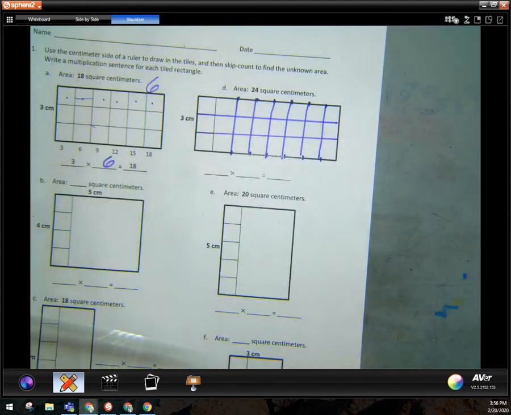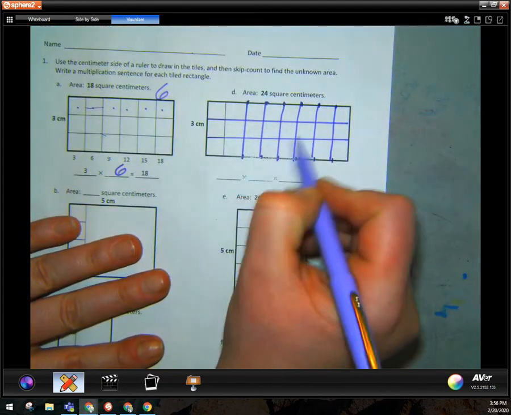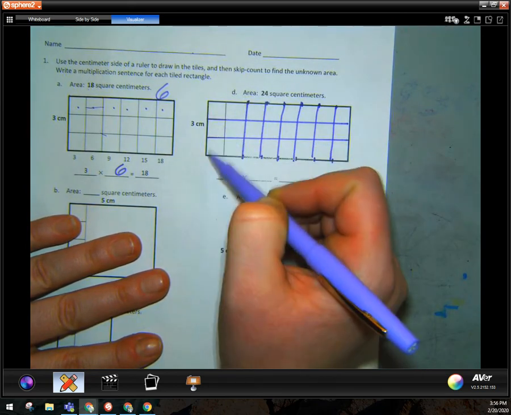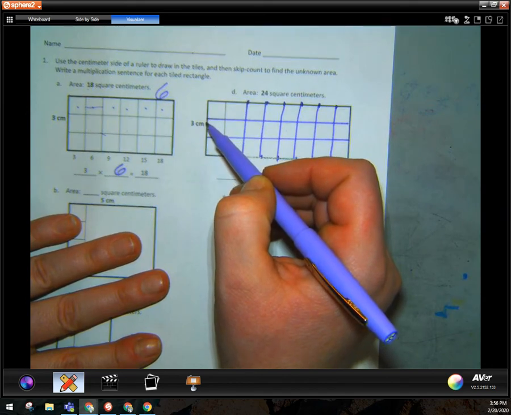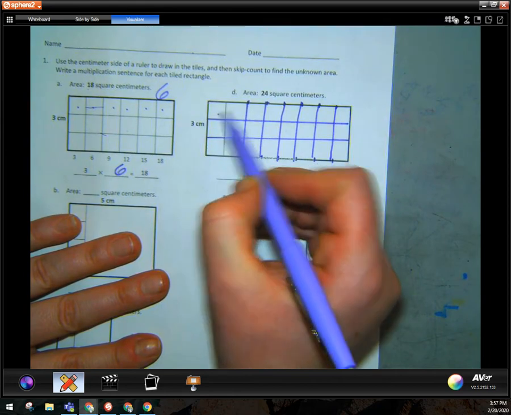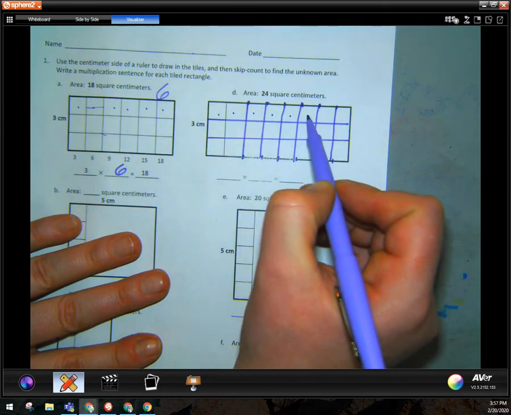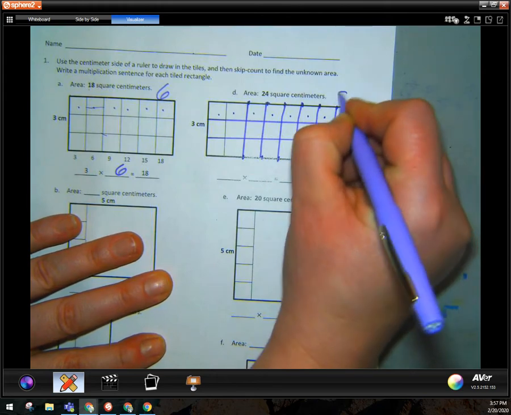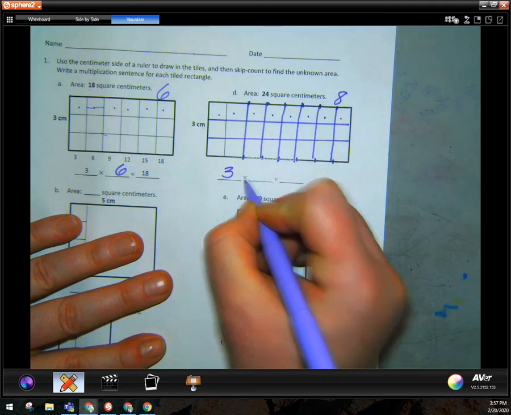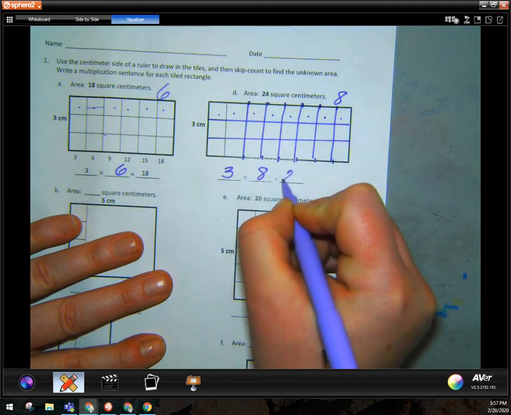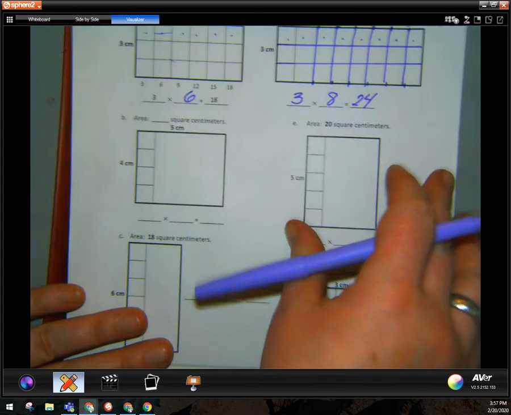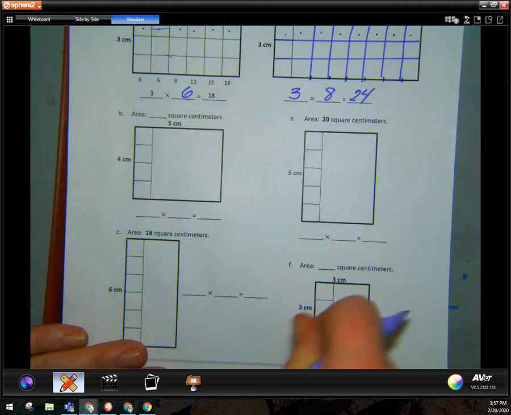Okay? So they're saying that the area of this rectangle is 24 square centimeters. This side has a side length of 3. In my head, I know that 3 times 8 is 24, but I'm going to count to make sure. 1, 2, 3, 4, 5, 6, 7, 8. So down here, 3 rows of 8 equals 24. That's what you're going to be doing on all of these problems.